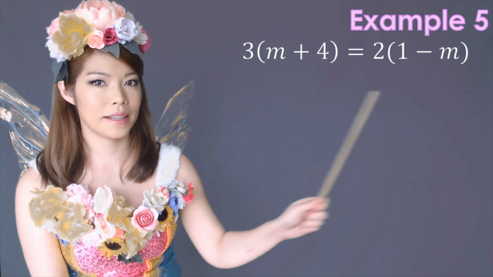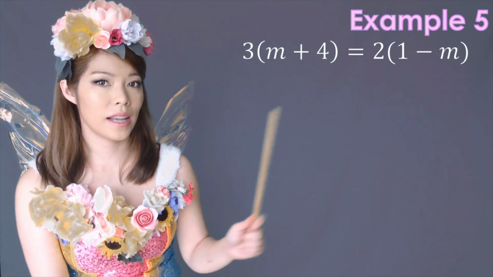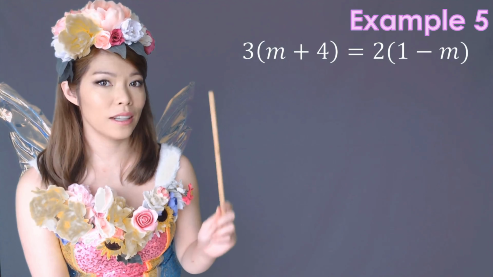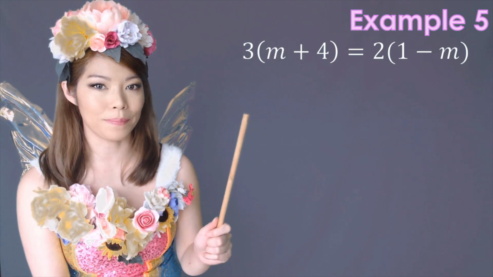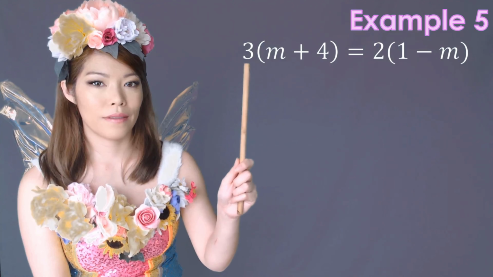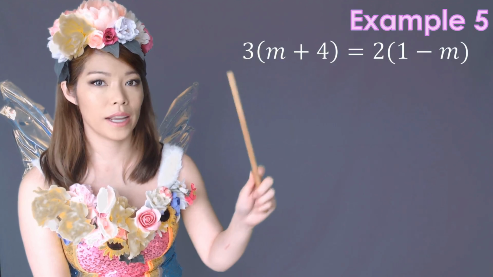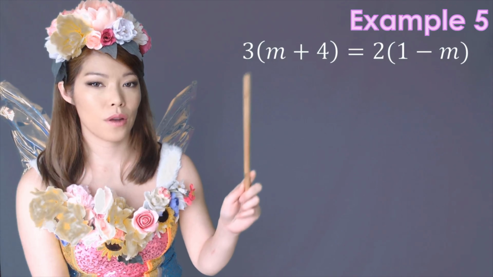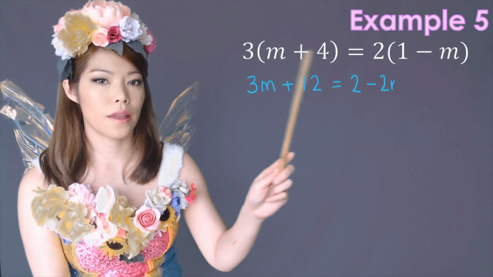Let's have a look at this example. Whenever a question scares you, do what you can. Eventually you end up at the same answer. So we have 3 times this lot. We can expand the bracket. So we can do 3 times m is 3m, and then 3 times 4 is 12.